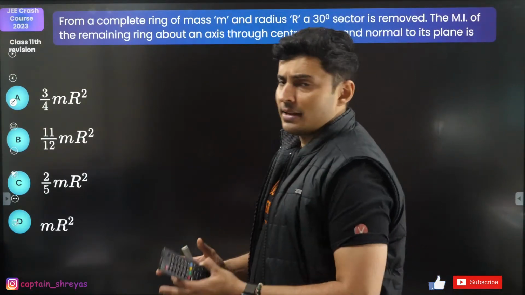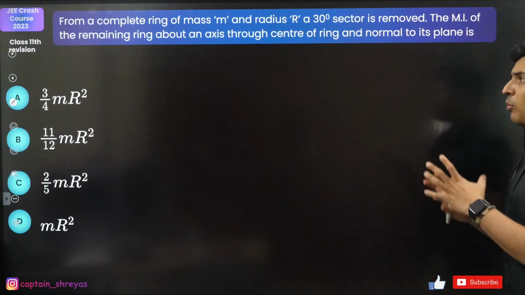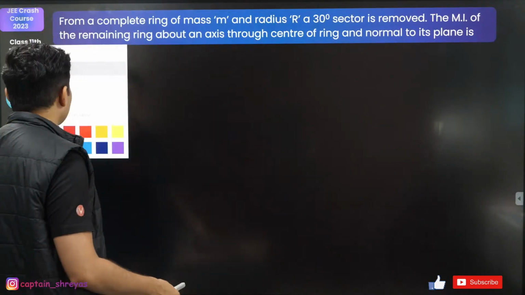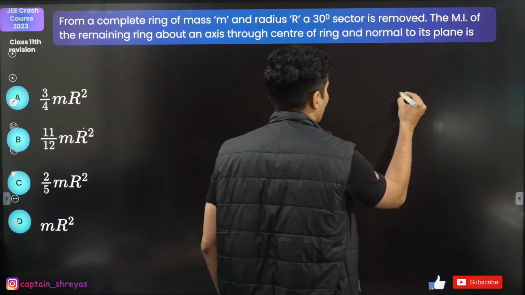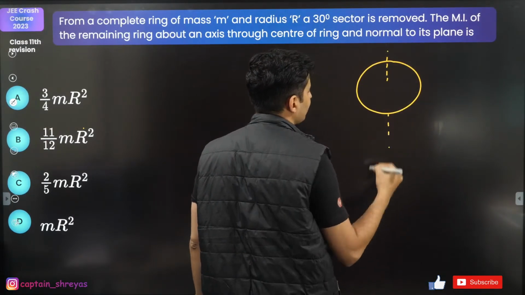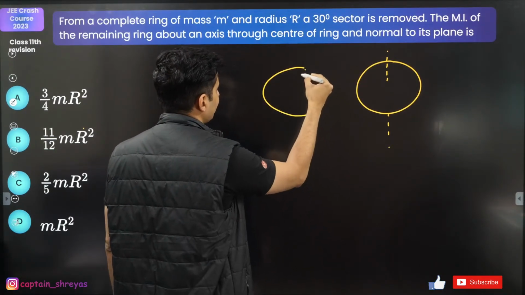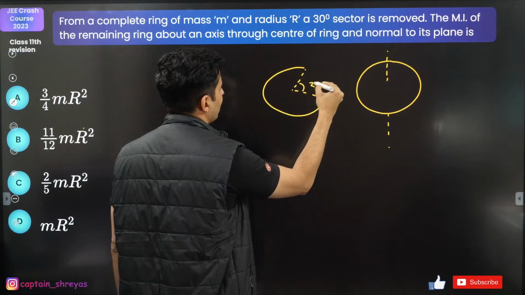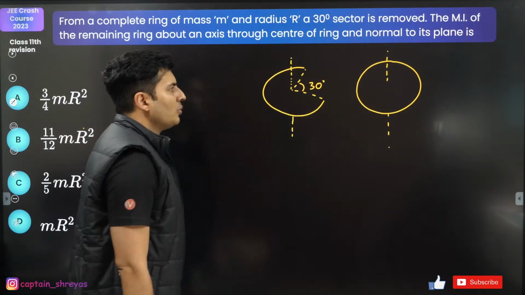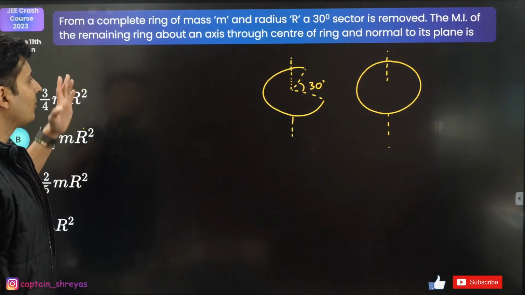From a complete ring, you take out 30 degrees. The moment of inertia of the remaining part will be how much? Very easy peasy lemon squeezy question. Think about it. So you have a complete ring. Just imagine. From that you take out 30 degrees. So again the same axis is there. What is the new moment of inertia? Okay, you take 30 degrees out of that.